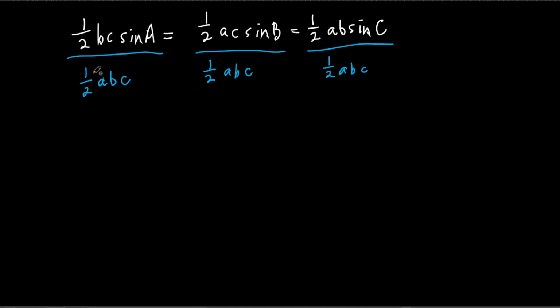So watch this. If I take this and divide it by this, what cancels out? The half cancels out. What else cancels out? The B. What else cancels out? The C. So what am I left with? And this is what we want. Okay, so what's left on top? All those things canceled out. What am I left with here? The sine of A. But what do I have on the bottom? I still have a little a on the bottom.